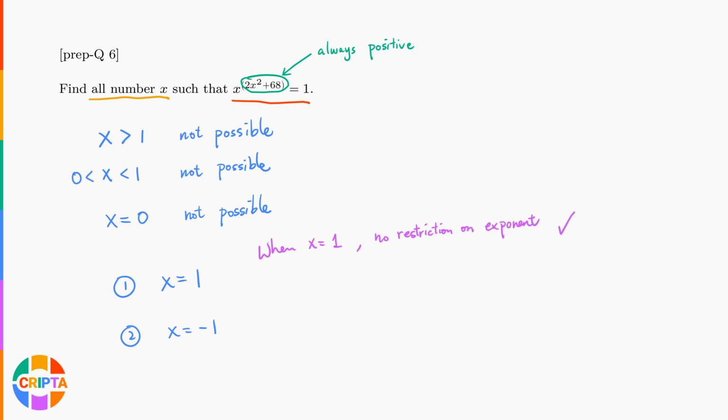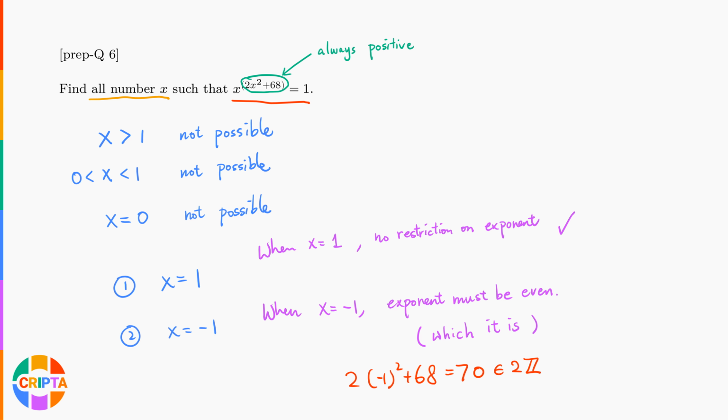When x equals 1, there is actually no restriction on the exponent. And when x equals minus 1, the exponent must be even, which in this case it is. Or just to be sure, we check this way. 2 times minus 1 squared plus 68 is actually equal to 70. It is even. So our solution set is 1 and minus 1.